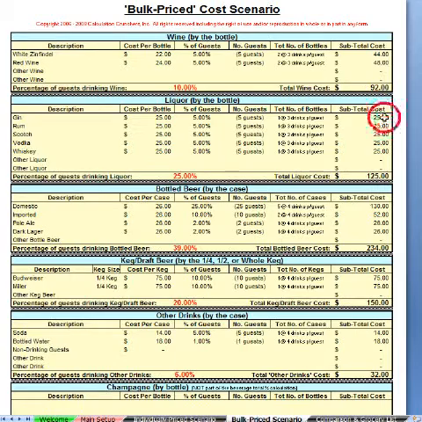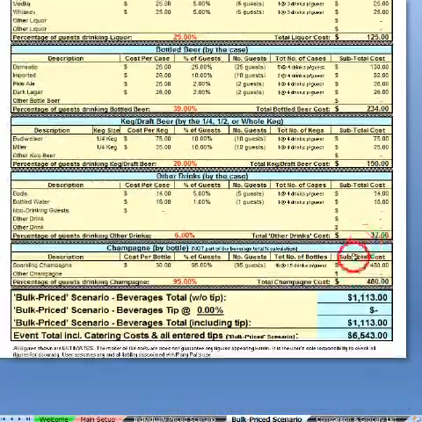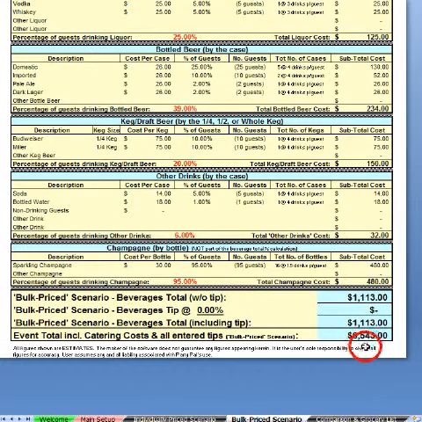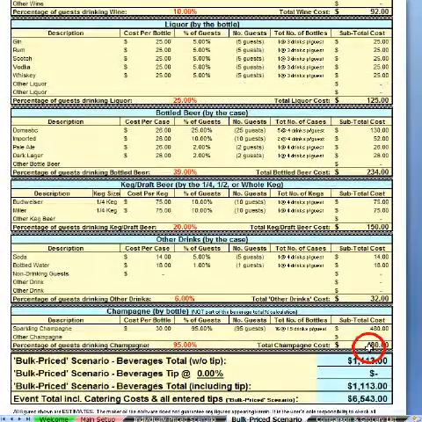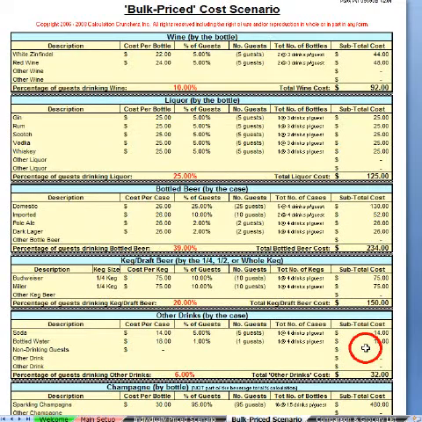The wines cost $92, the liquors $125, the bottled beers $234. The bottom price comes down to $6,543. There's no tip in this scenario. You can put it in if you'd like, but for the bulk price scenario, we've got $6,543. Clearly, the bulk price was the better way to go.